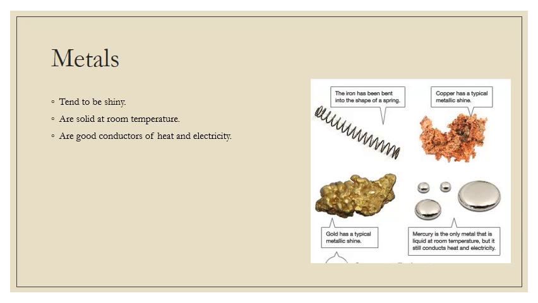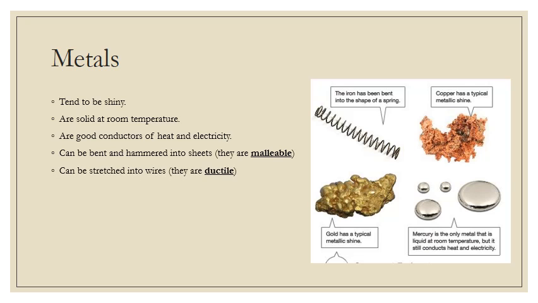All metals are good conductors of heat and electricity. They can be bent and hammered into big sheets, so scientists use the word malleable to describe this. They can also be stretched into wires, and scientists call that ductile.